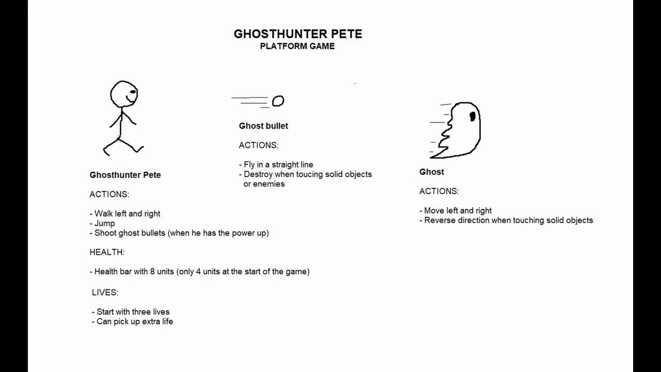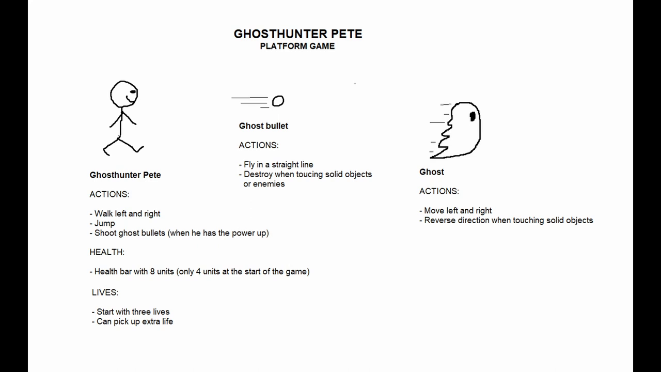So let's take a look at Ghosthunter Pete. His actions are really simple. I just want him to be able to walk left and right. I want him to be able to jump, and I also want him to be able to shoot ghost bullets, but only when he has the power up. So he can't shoot at the beginning of the game.